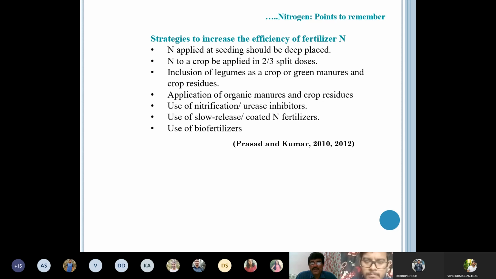So how to improve the use efficiency of nitrogenous fertilizer? Nitrogen applied at seeding should be deep placed. Whenever we apply it at sowing, it should not be applied on the surface. If you apply nitrogenous fertilizer on the surface, volatilization is very fast. Losses are very fast. Also, when you apply water, there may be some losses of urea as such.